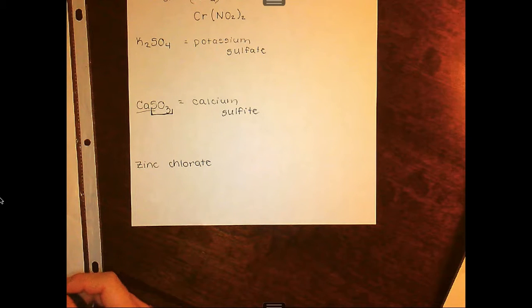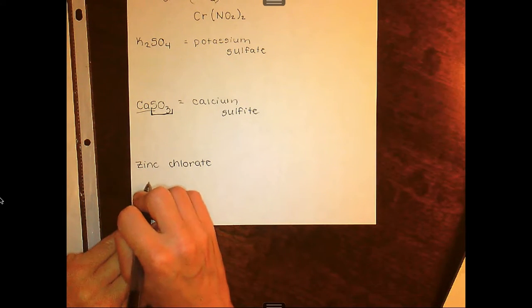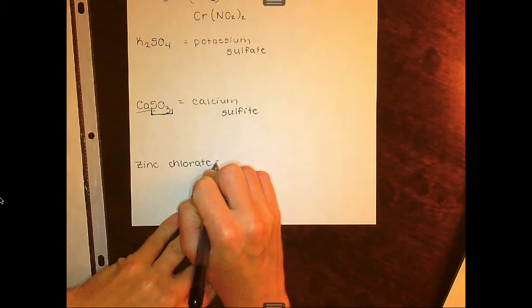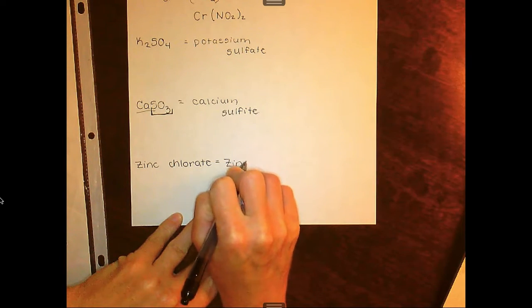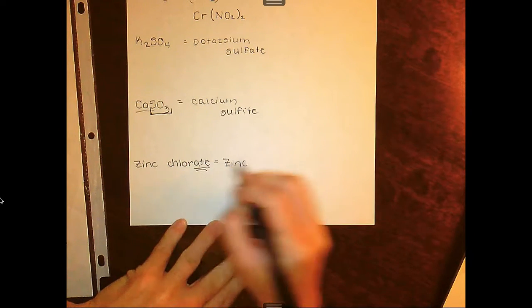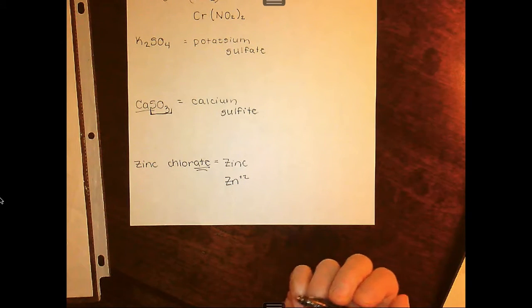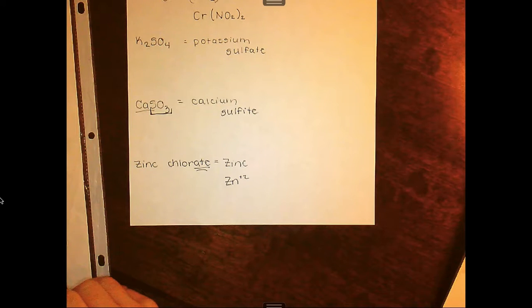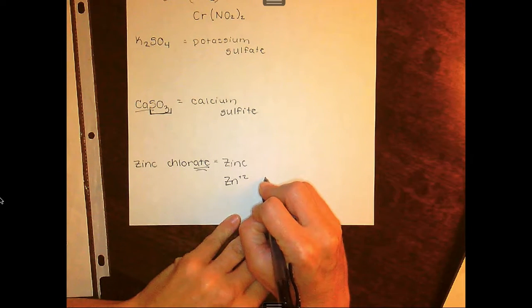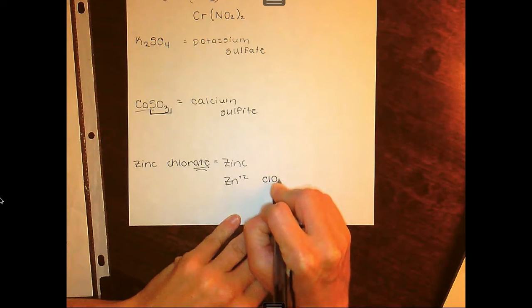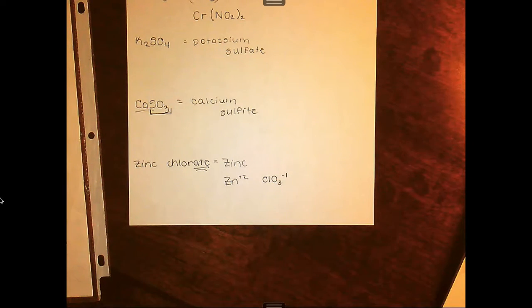And then the last one that we have is zinc. Zinc is always a +2. So we're going to write it in as zinc. Notice that ATE. So we're looking for chlorate, and if you look over at your polyatomic ion sheet, you're going to see that chlorate is represented by ClO3, and it has a -1 charge.